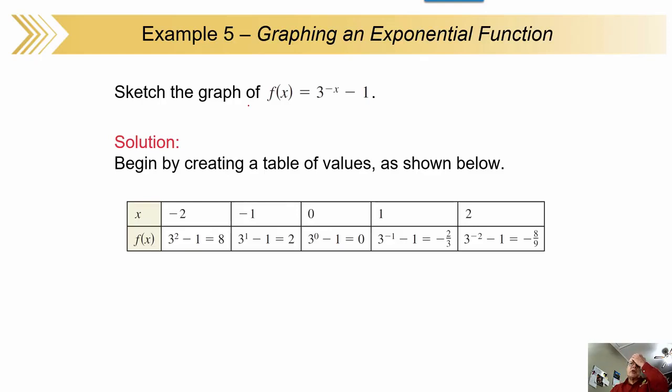But what I showed you is a good ballpark figure that you can get in your head. That way you know where you're headed, and when you create your table of values, if something doesn't look right, go back and recalculate. You probably had a calculator mistake or a mental mistake when you're calculating.